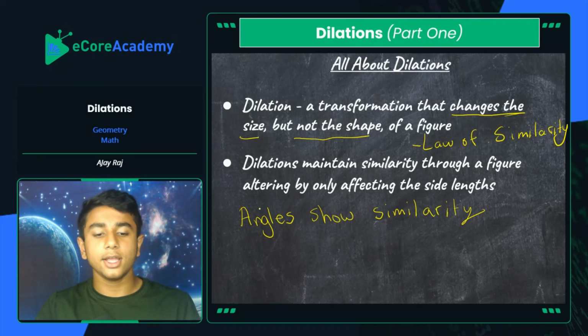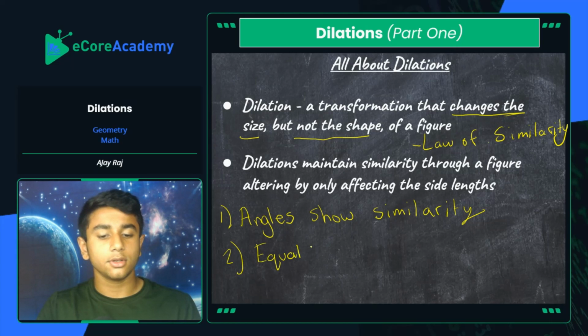And one other thing that dilations do is they only change the side length, but they change the side length by an equal increment in order to keep the side lengths proportional. So I'll just say that here. We'll say equal increment increase.